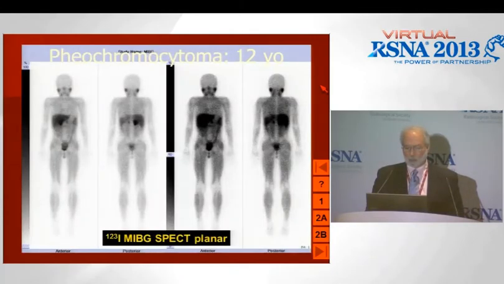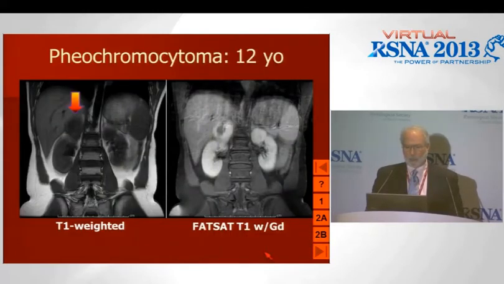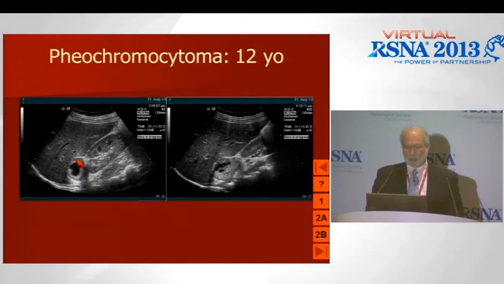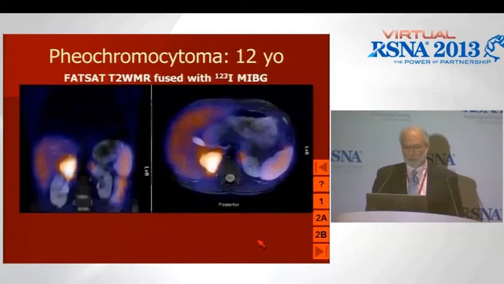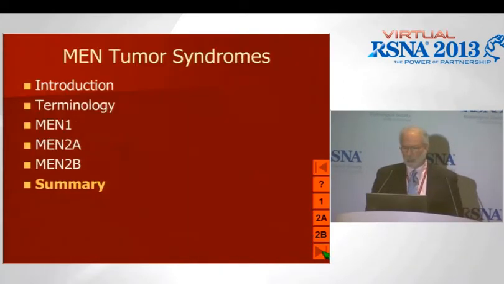Here's a 12-year-old girl. At that age, we'd have to be suspicious. She has one of these germline mutations and a syndromic association. Very hard to see there, easier to see here in the posterior view. And if we look here at our coronal images, we can see the lesion is again partially cavitary and partially necrotic. And this was the specimen showing that cavity there in this patient.